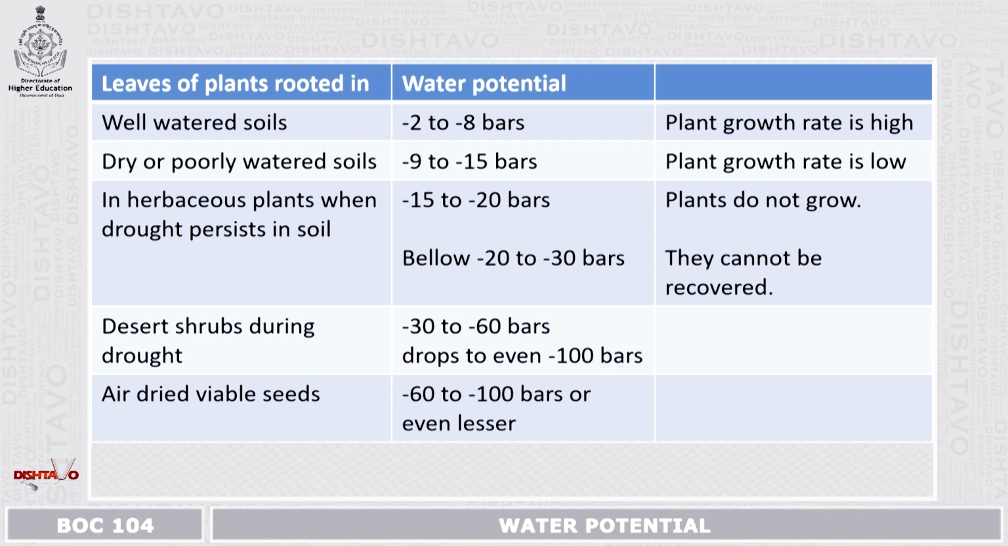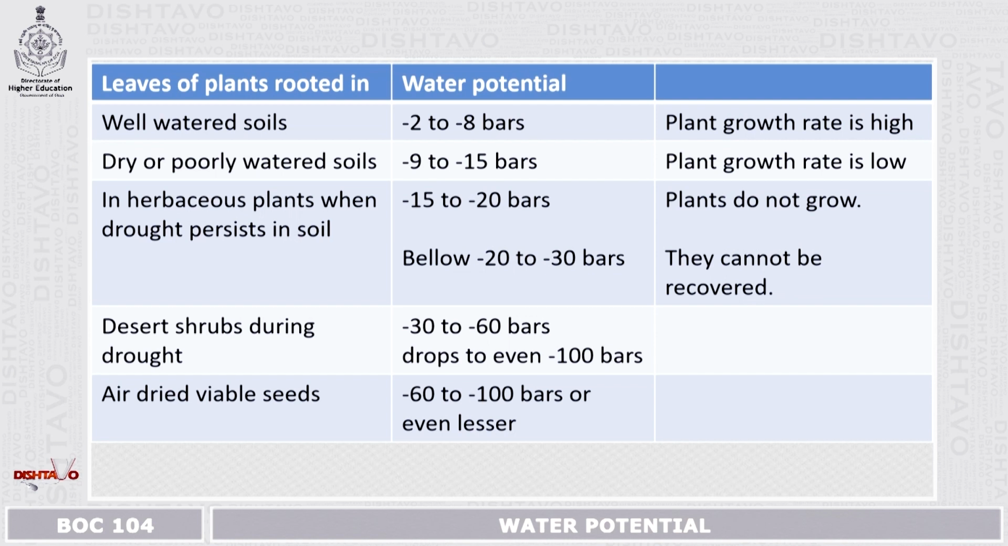Suppose leaves of plants rooted in well-watered soils are checked for the water potential. It usually shows -2 to -8 bars, and the plant growth rate is high. In the case of dry or poorly watered soils, the water potential is between -9 to -15 bars, and the plant growth rate is low. Here, the DPD is high.